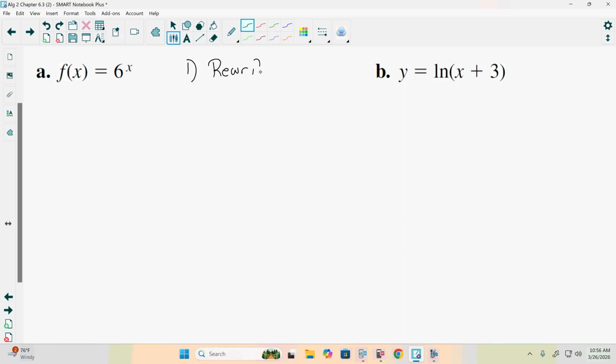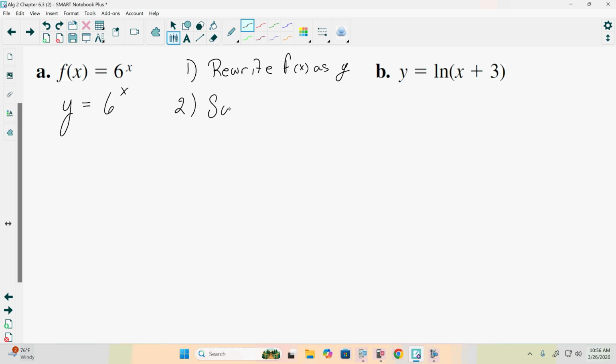Rewrite f of x as y. A has f of x, B does not. If it doesn't have f of x, g of x, h of x, or any function notation, it already has y equals, so we don't have to do this step. So y equals 6 to the x.